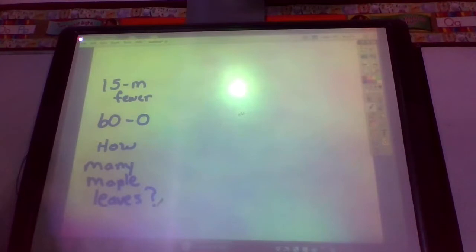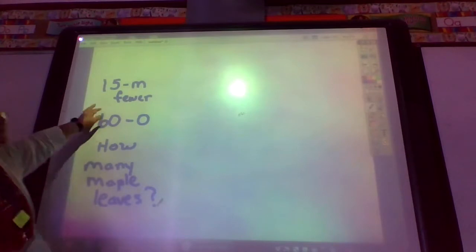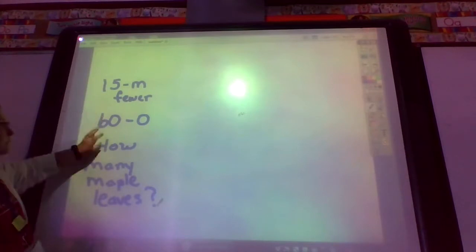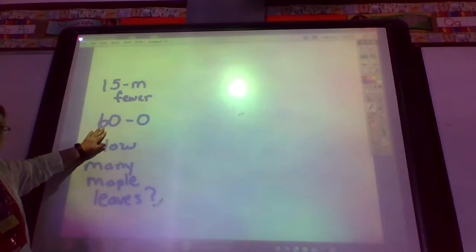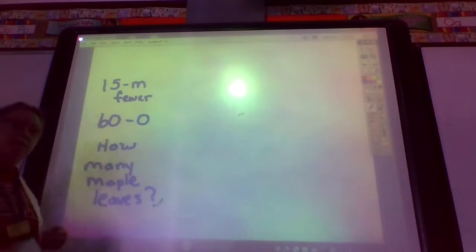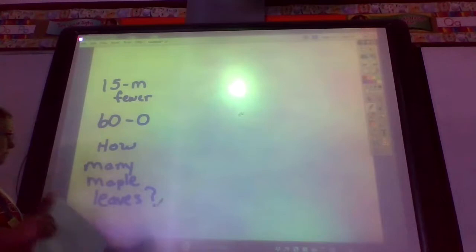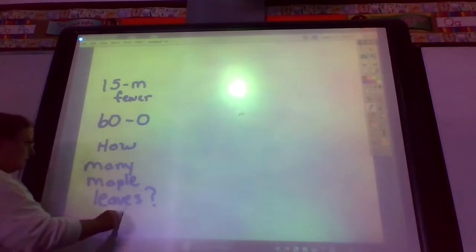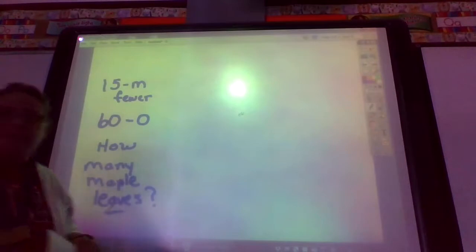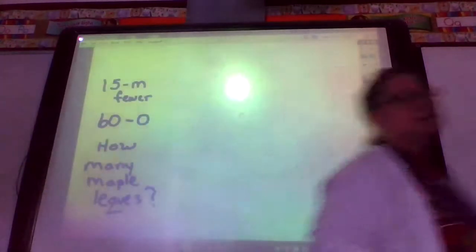Well, it says he has 15 fewer than the oak. So if we have fewer, we want to know how many fewer, then we need to subtract. That's one of those words that tells us that we're going to subtract. Okay, so we're going to subtract right there.